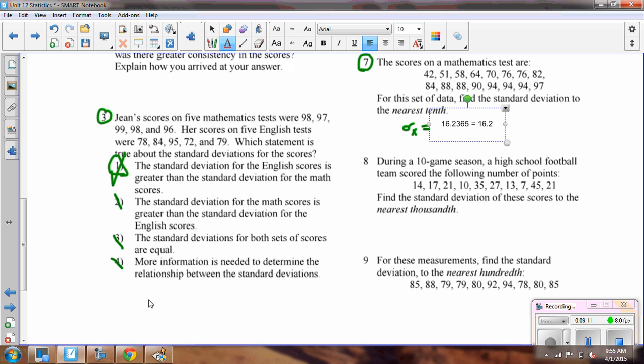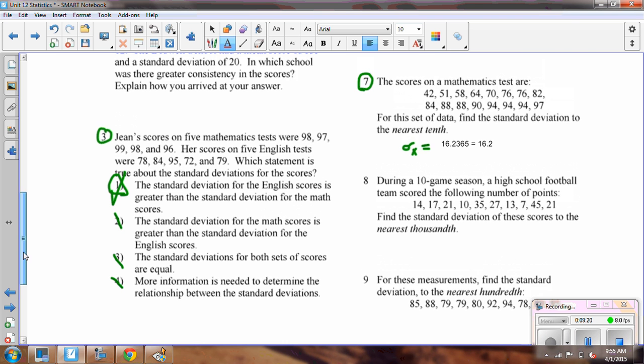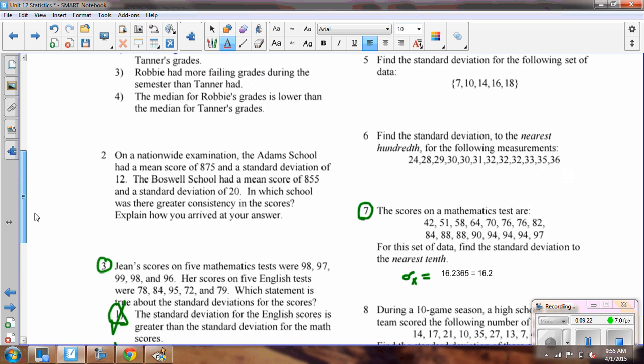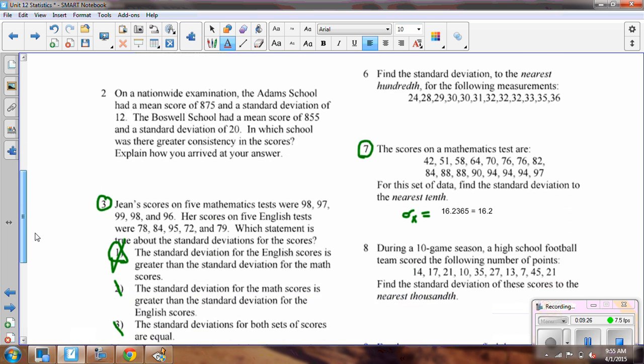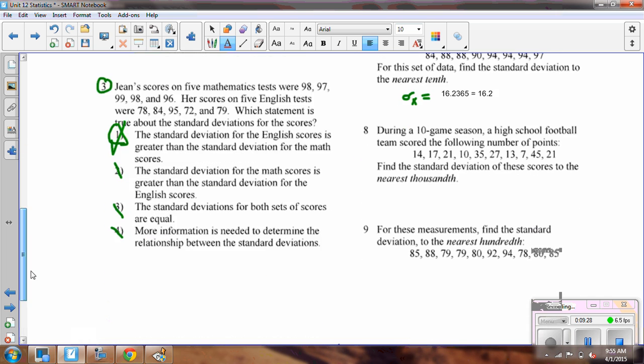Now again, if I used sample, I would have gotten this wrong because it did not specify to use it for a sample. It does not say a sample. Okay? So it says find the standard deviation for the following set. When you see that, you assume that you are looking at the entire set of information. It does not say that this is a sample. So you're going to use the population.